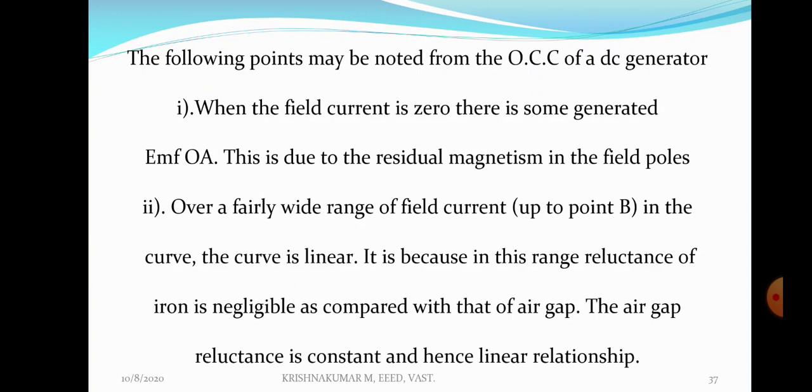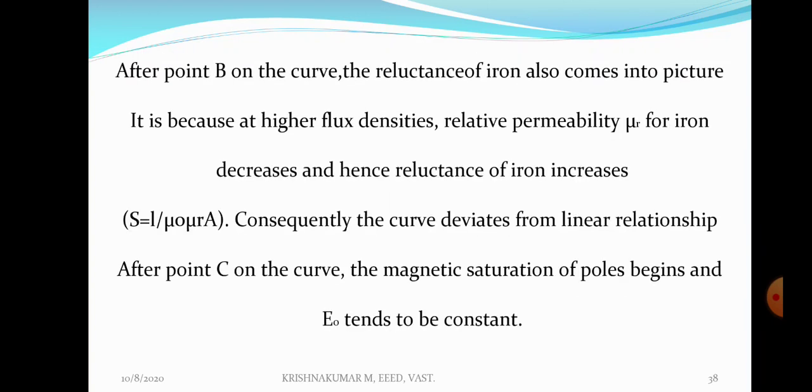Over a fairly wide range of field current, up to point B, the curve is linear. It is because in this range, the reluctance of iron is negligible as compared with that of the air gap, because the air gap reluctance is almost constant. So the reluctance of iron is negligible compared to the air gap reluctance up to point B.